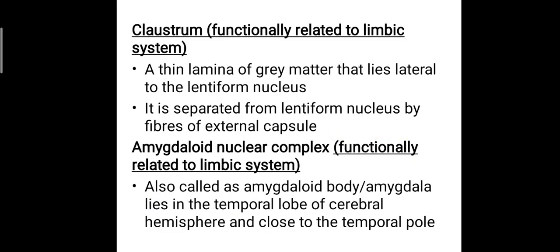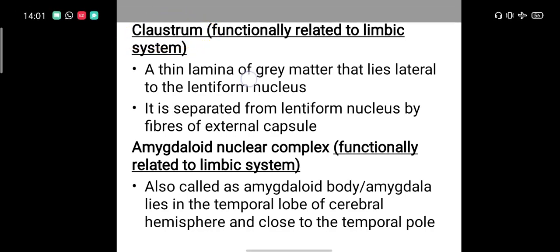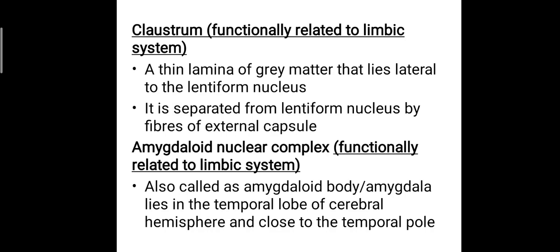The next one is the claustrum, which is functionally related to the limbic system but structurally comes under the basal ganglia. A thin lamina of grey matter that lies lateral to the lentiform nucleus is termed the claustrum. It is separated from the lentiform nucleus by the fibers of the external capsule, which we will see in the following diagram. The amygdaloid nuclear complex, also functionally related to the limbic system but structurally under the basal ganglia, is also called the amygdaloid body or amygdala, and it lies in the temporal lobe of the cerebral hemisphere close to the temporal pole.